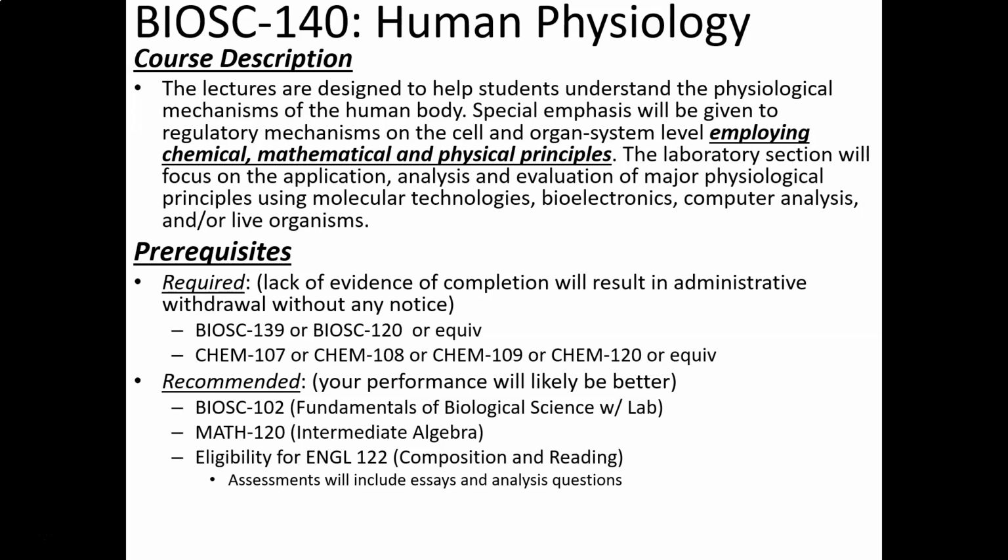There are some recommended ones which just tend to make your performance a little better. And that's BioSci 102, intermediate algebra, which is equivalent to about Math 120, and eligibility for English 122, which is a composition and reading class. To be honest, there's a lot of reading in this course, especially when it's in the online form, and assessments will be essays and analysis questions and things like that. You'll have to be a fairly good reader and be able to go through them quickly because our exams will be fairly quick this year.